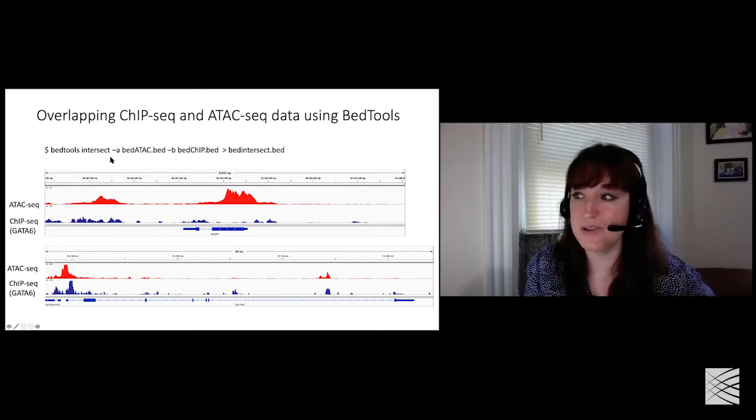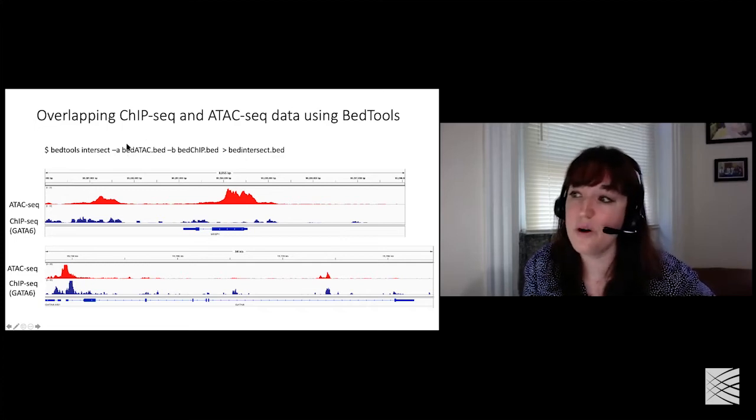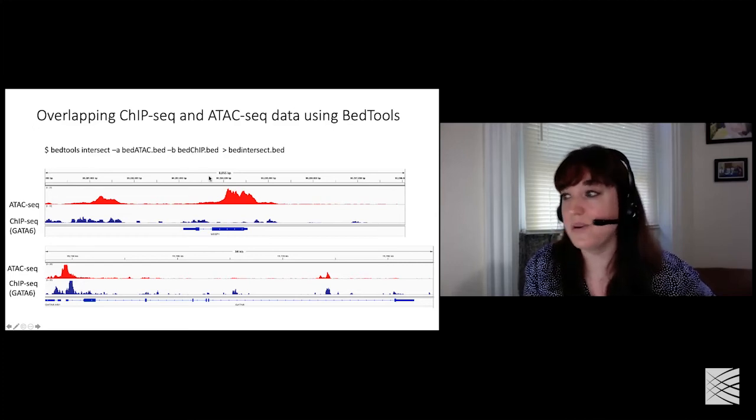It's just bedtools intersect, and you provide your two peak files that you're interested in overlapping. So here would be your ATAC file, and then here would be your ChIPseq file, and then you can output this into an intersect file. This intersect file will contain all the regions in file A that overlap with file B. So as an example, if you were to overlap these two bed files, this would not be an ATAC-seq peak that overlaps with a ChIPseq peak.